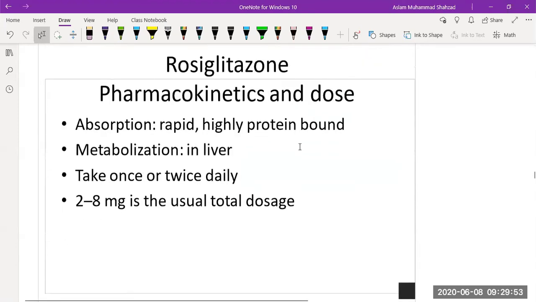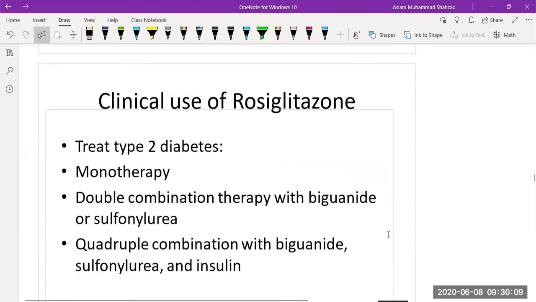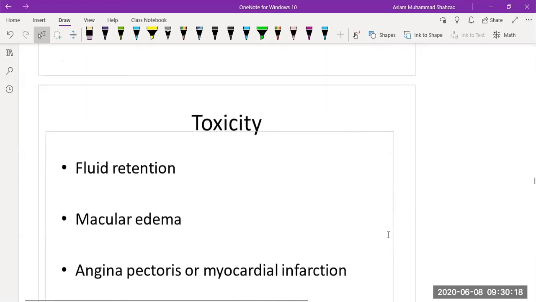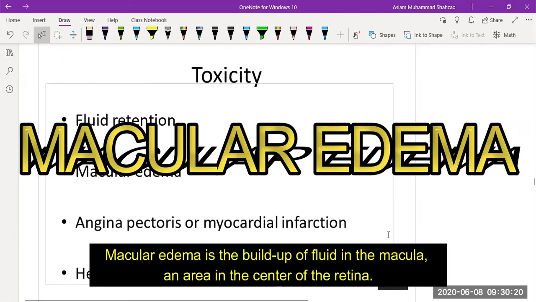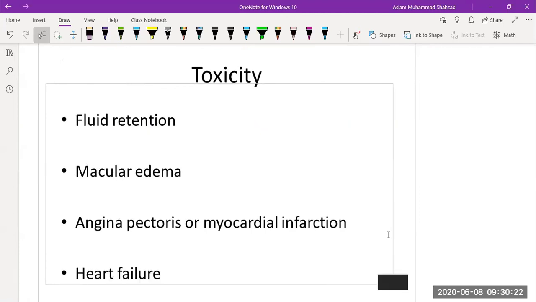Then we have rosiglitazone, with these pharmacokinetics. The absorption is rapid, it is highly protein bound, and metabolized in the liver. It is taken once or twice daily, with a usual total dose of 2 to 8 milligrams. The clinical uses of rosiglitazone are again the same: monotherapy, or use in combination with different drugs. The toxicities are fluid retention, macular edema, angina pectoris or myocardial infarction, or heart failure.